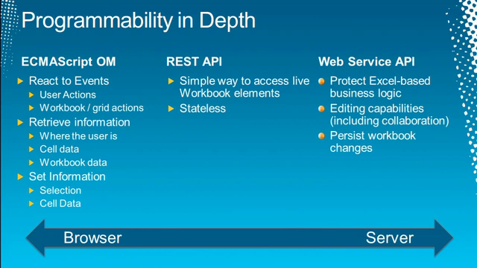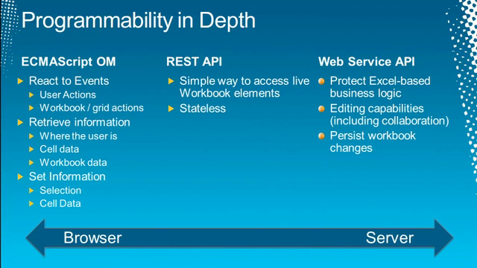The other thing that was a huge customer ask that the Excel Services team put into the Web Service API was the ability to not just manipulate the workbook and do stuff with it, but also, once you do that, to persist those changes back. So now you can save that workbook back through the Web Service API. We saw the REST API. It's a simple way to access the live workbook. It's stateless, just like any web URL is stateless.